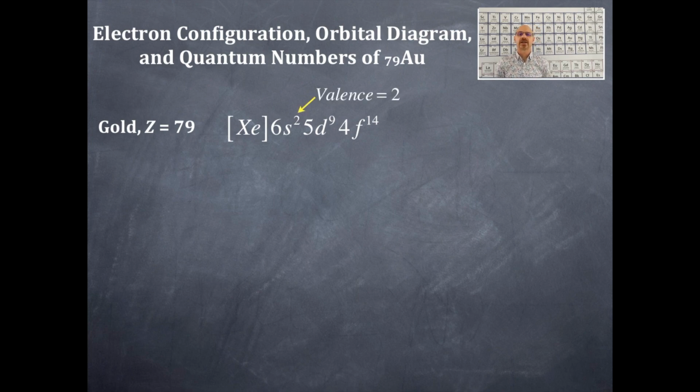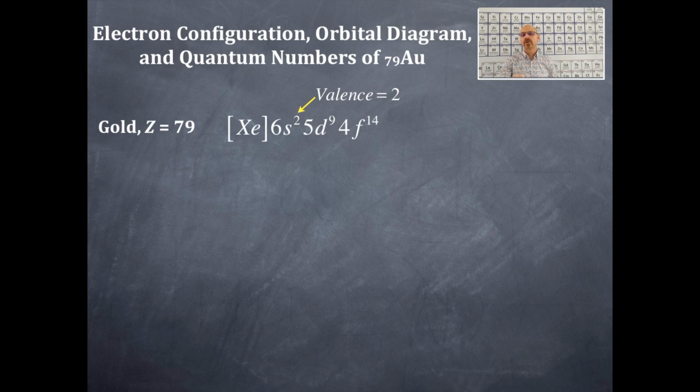Here's another way to do it. What's the largest principal quantum number here in gold? 6. Okay, are there 6 s's and 6 p's? There are no 6 p's, so I don't have to worry about that. Put that off to the side because they're not there. There are 6 s's. How many electrons in the 6s? 2. How many valence electrons? 2. Same thing. Okay, I'm going to do the orbital box diagram of gold now as well.